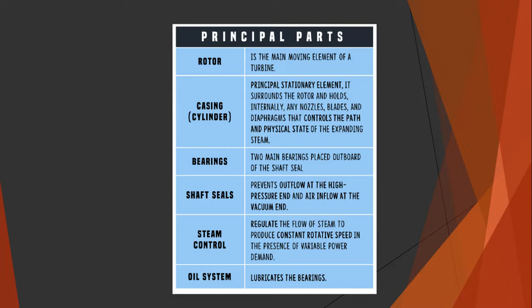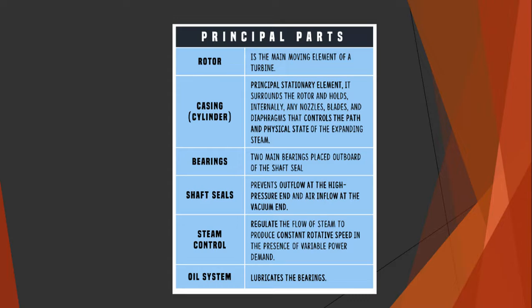So, principal parts, rotor. Rotor is the main moving element of a turbine. Casing, principal stationary element. It surrounds the rotor and holds internally any nozzles, blades, and diaphragms that control the path and physical state of the expanding steam. Bearings, two main bearings placed outboard of the shaft seal.